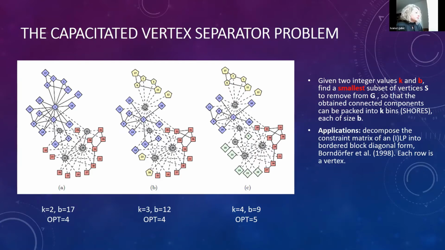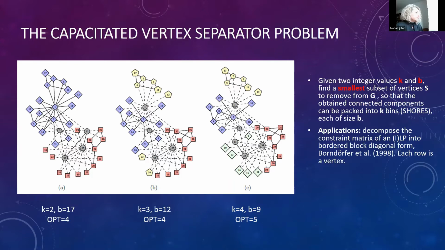Now, applications of this problem are completely different, and they actually come from applications in parallel computing. In particular, if we are given, for example, linear programs of a very large size, what we would like to do is to decompose these linear programs into bordered block diagonal form by removing some of the rows. And removing means relaxing them, for example, in a Lagrangian fashion, so that we obtain block diagonal matrices. And so that each of these blocks can be scheduled on one of the k given parallel machines.